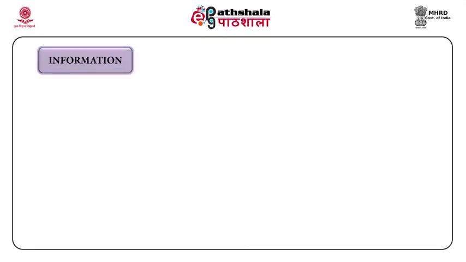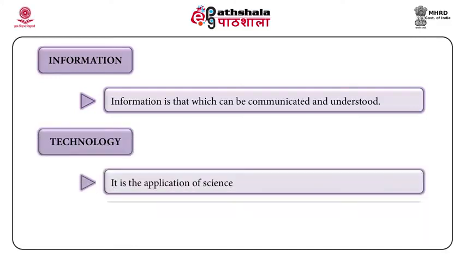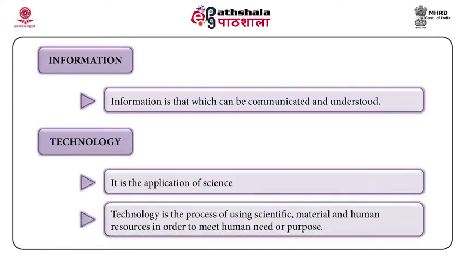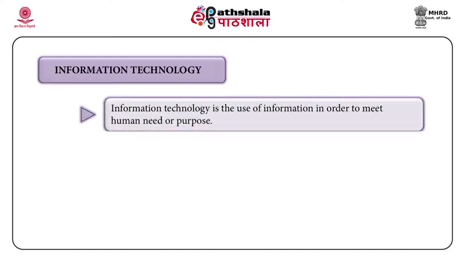First of all, we will see what is information. Information is that which is understood, communicated and processed. When we talk about technology, technology is the process of using material, scientific and human resources to meet our need or purpose. So basically information technology is nothing but making use of information to meet our human need or purpose. And when we integrate one more element, that is communication, it becomes information and communication technology.